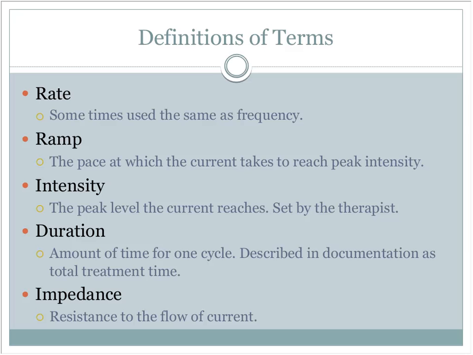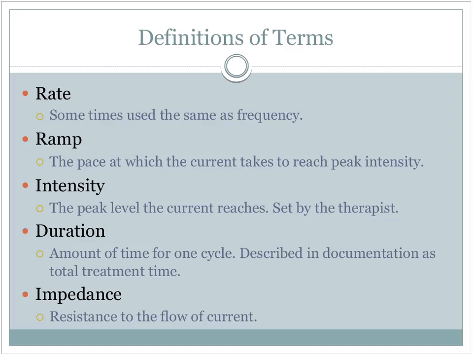The intensity is important only in the sense of, are you achieving what you're looking to achieve by the intervention? The number in and of itself is not important. Duration is the amount of time for one cycle. So this is total treatment time when we talk about it, okay? So how long did you have the e-stim running? 15 minutes, 30 minutes, that's the duration.